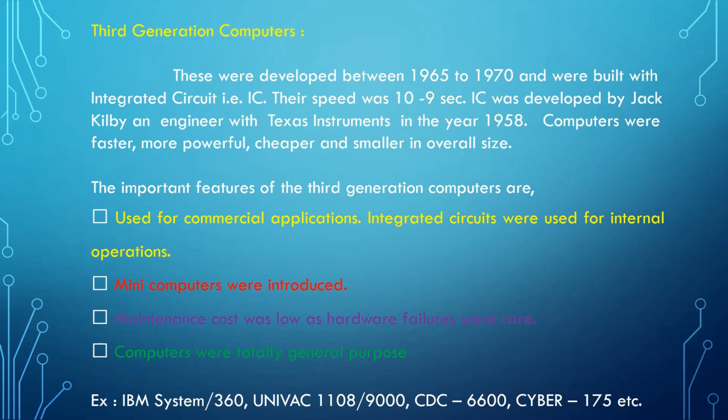The computers which use IC as one of the main components are the third generation computers. These computers were developed between 1965 to 1970. Due to the use of these ICs in the computers, the speed increased and the power of the computer increases, the cost reduces, as well as the size of the computer reduces.